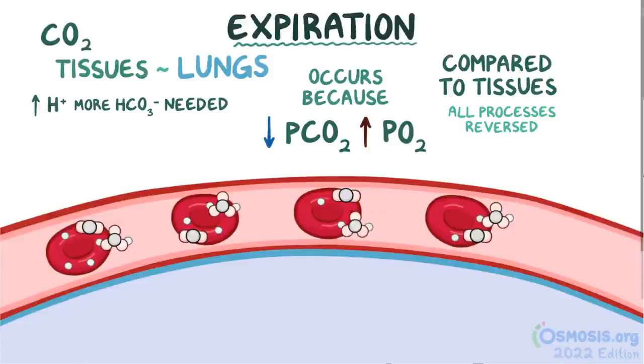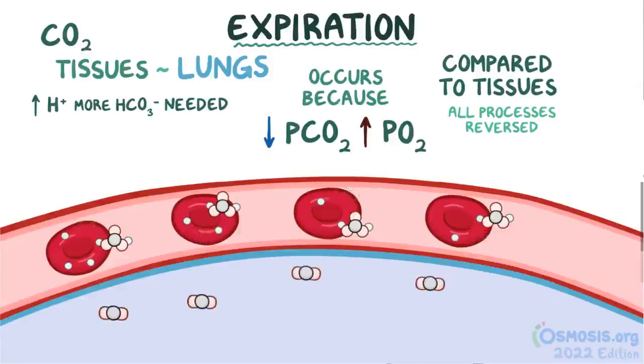With all this extra carbon dioxide building up, partial pressure of carbon dioxide increases and drives carbon dioxide diffusion down its partial pressure gradient from the red blood cell into the plasma. And from there it goes into the alveoli, where partial pressure of carbon dioxide is 40 millimeters of mercury.